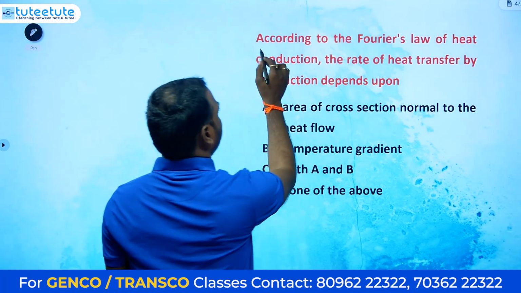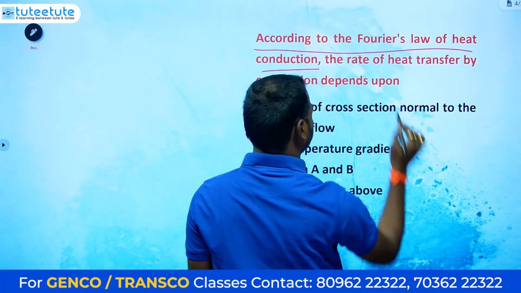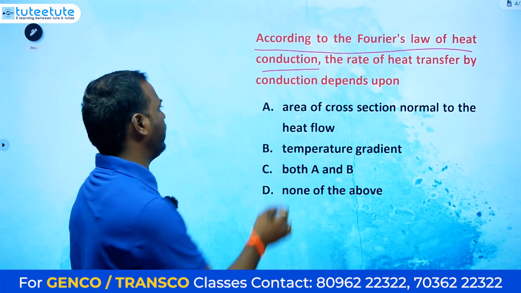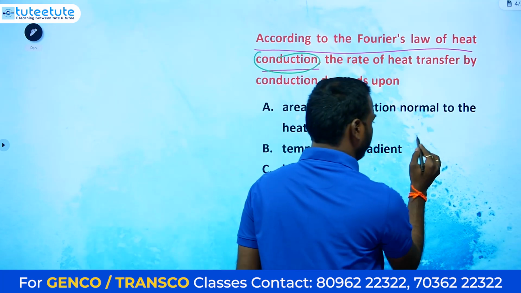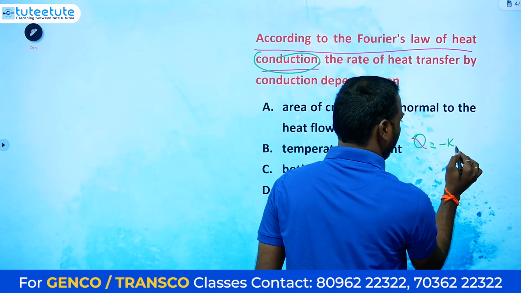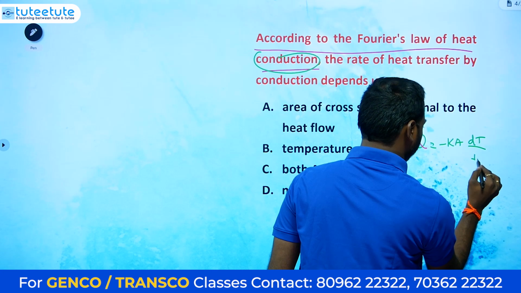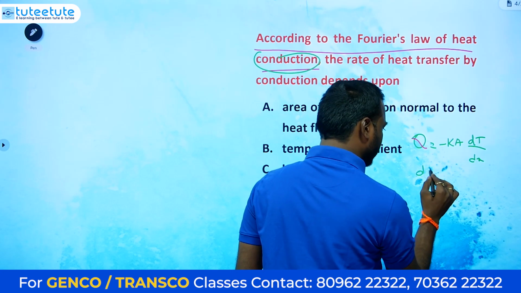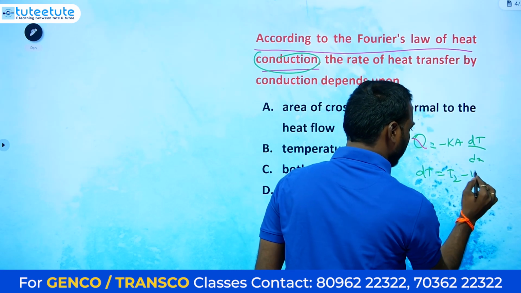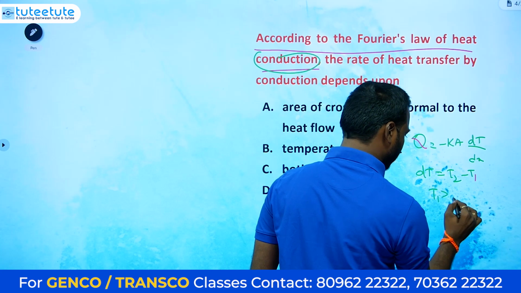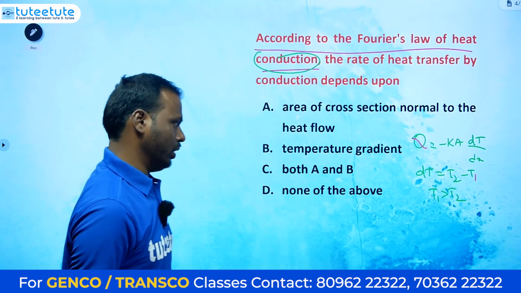Next, according to Fourier's law of heat conduction, what is the equation? For conduction, Q is equal to minus KA dT by dx, and dT is equal to T2 minus T1, where T1 is greater than T2. We have to remember this.